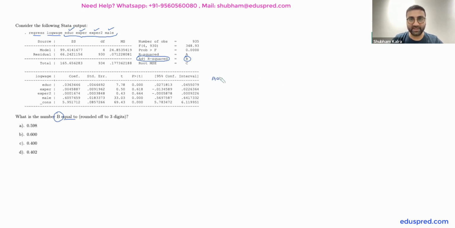So over here, we can directly use the formula for adjusted R square. We know the formula for the adjusted R square is 1 minus SSR divided by TSS multiplied by n minus 1 divided by n minus total parameters. Okay, I'm deliberately not using any notation for total parameters because sometimes the notations could be confusing. So I'm just writing it like this.